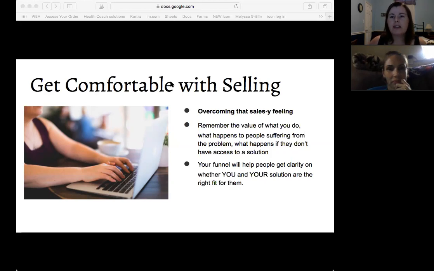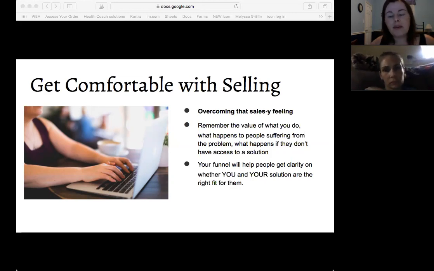So keep in mind, people are in pain. They want what you have. And also keep in mind what happens to people if they don't get what you have. If they don't ever solve this problem, what's their outcome? How do they live? Is it some kind of negative health outcome? Are they at higher risk for heart disease, diabetes, depression, things like that?